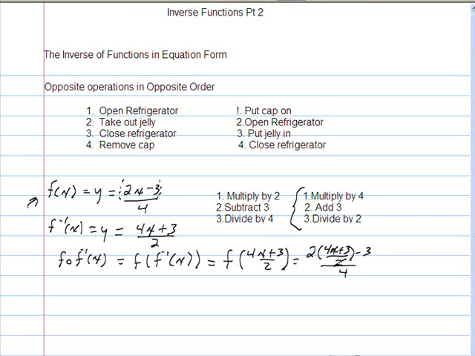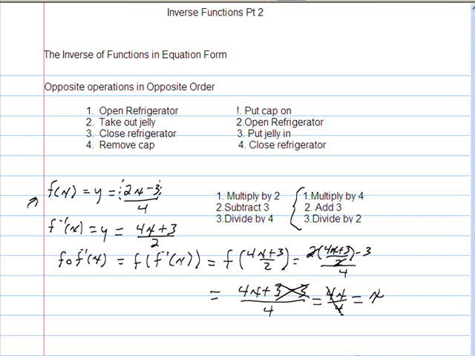Well, let's see what happens. The 2 cancels the 2. So we get 4x plus 3 minus 3 on the top, 4 on the bottom. The 3 minus the 3 zeros each other out. So we get 4x over 4. The 4's cancel each other out, and we get x.